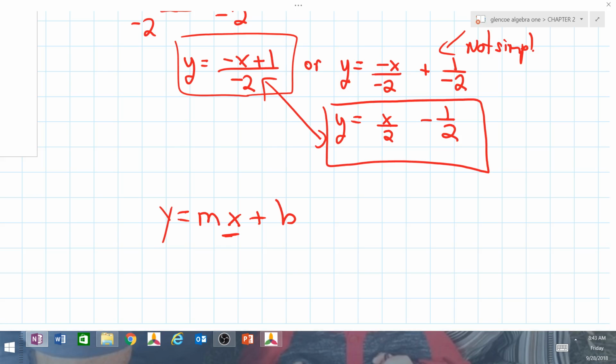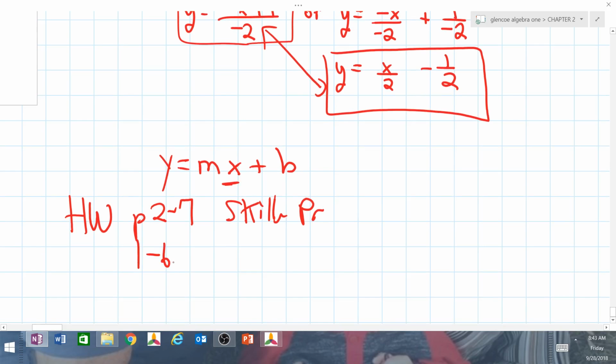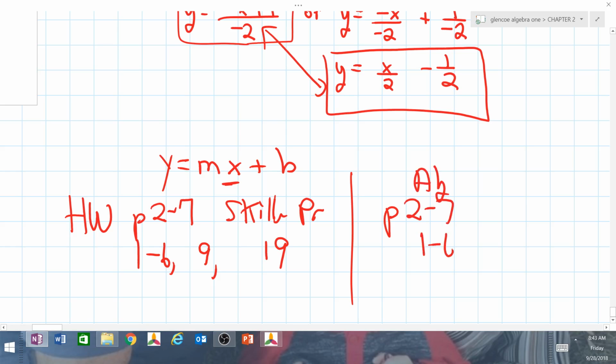So your homework tonight is 2.7. The top of the page says skills practice. If you're in honors, your homework is page 2-7, skills practice 1 through 6, 9, and 19. If you're in regular, it's page 2-7, 1 through 6, and 9. I think I circled them for you. Did I circle them for you or not?